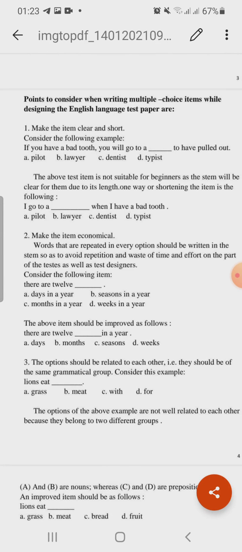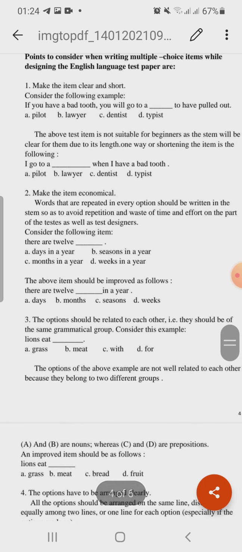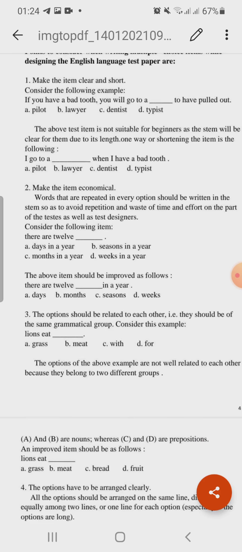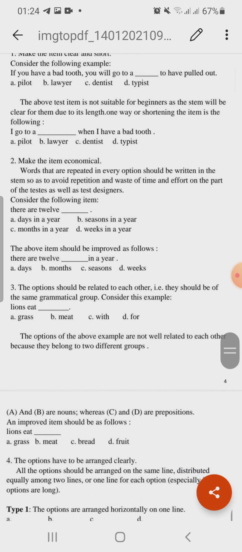If you have a bad tooth, you will go to ___ have pulled out. Pilot, lawyer, dentist, and typist. Which one is the correct answer? An explanation of the above test. The above test item is not suitable for beginners as the stem will not be clear for them due to its length. One way of shortening the item is the following.